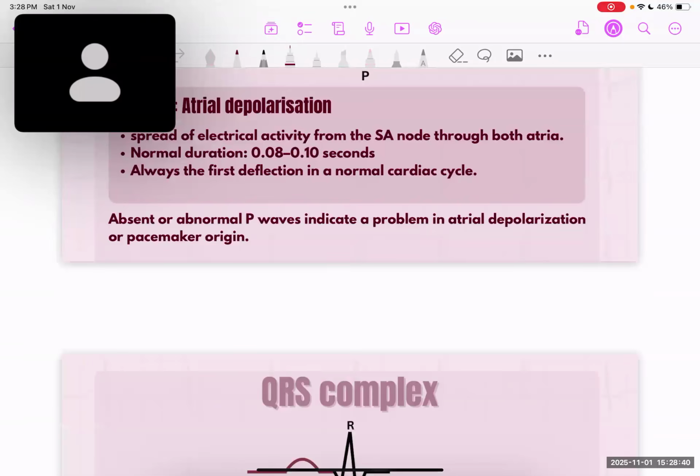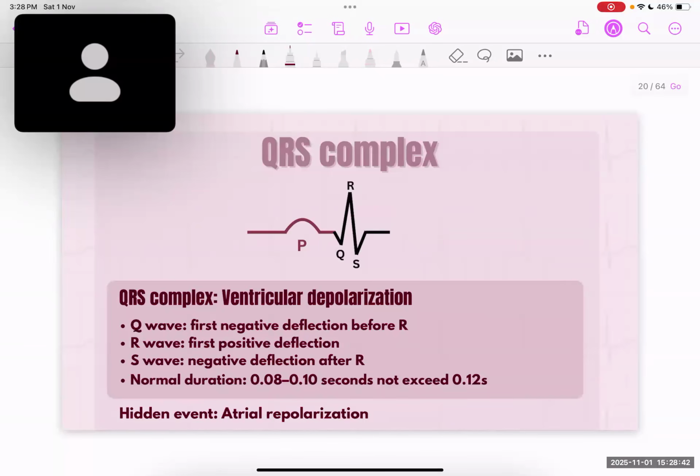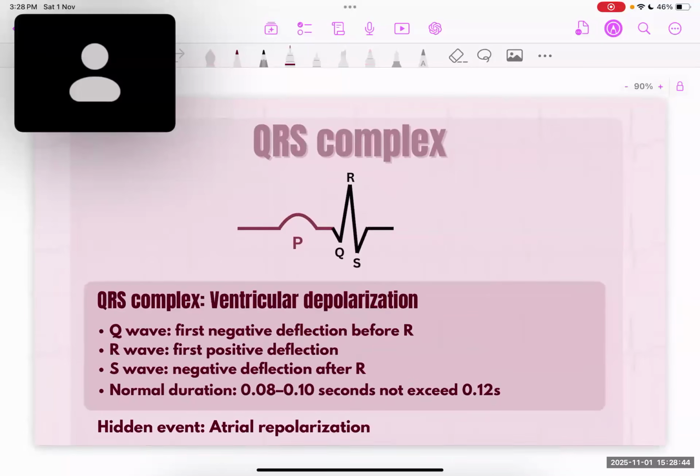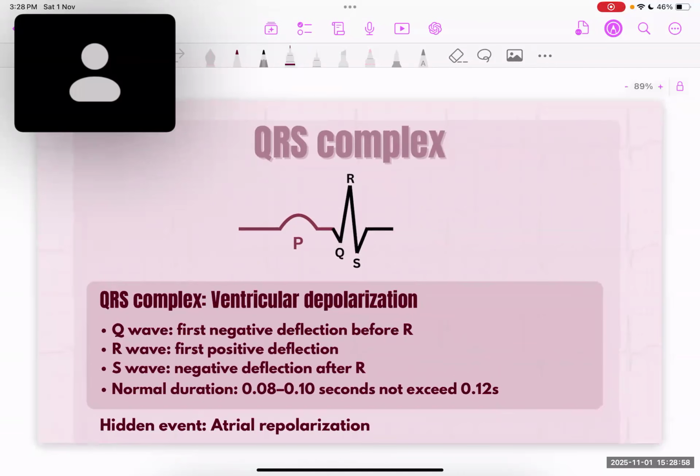Now, let's continue. What comes after the P wave? We have the QRS complex. Yes, there's going to be a delay, the segment here. The AV node delay. Yes. We're going to discuss that when we talk about segments. For now, we're just talking about the main components.